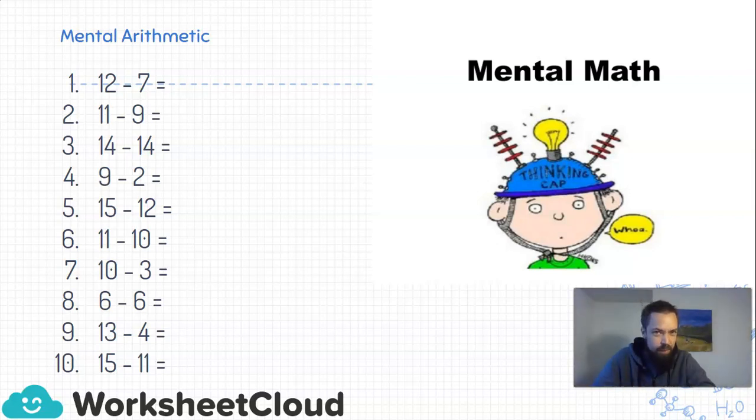Stop. I think that was 40 seconds. If it was accidentally 30, I apologize. Okay, but I think that was 40 seconds. Right. 12 minus 7 is 5. 11 minus 9 is 2. 14 minus 14 is 0. Anything minus itself is 0. So, 14 minus 14 is 0.